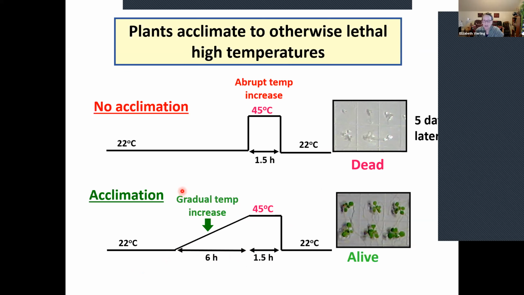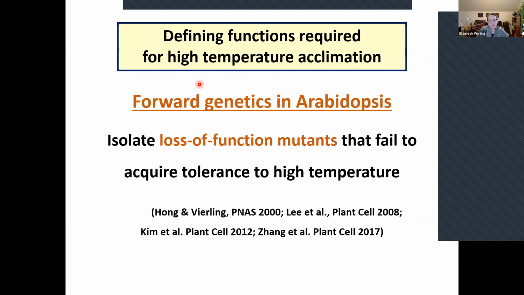So my lab has spent a number of years using genetic techniques to look at how plants do this acclimation process and why that is important. What we've really focused on is defining functions required for high temperature tolerance, and we have used forward genetics in Arabidopsis to do that by isolating loss of function mutants that fail to acquire this tolerance to high temperature. And this has resulted in the isolation of a number of extremely interesting mutants.